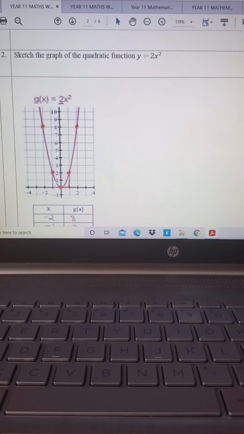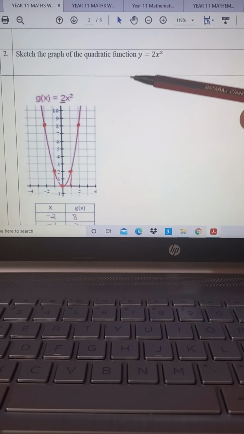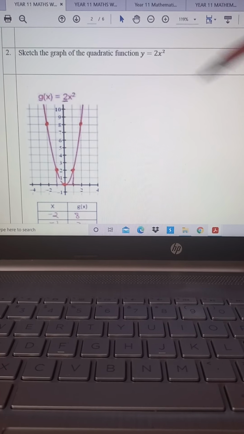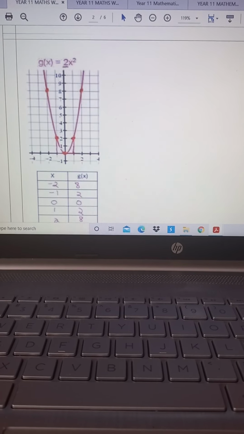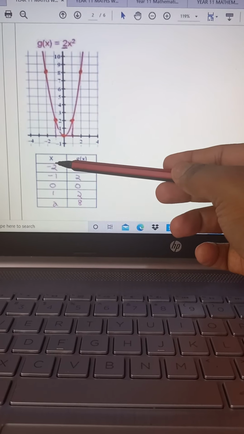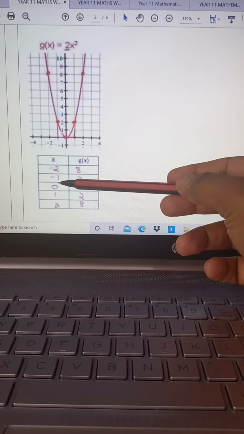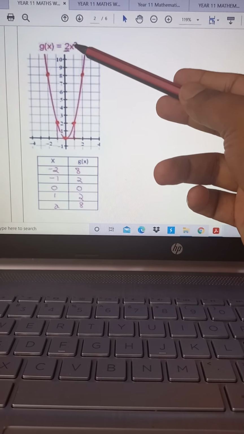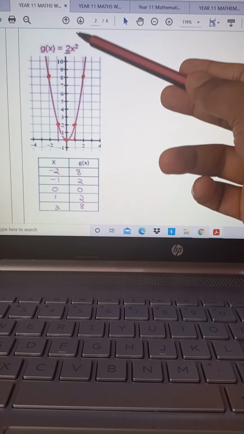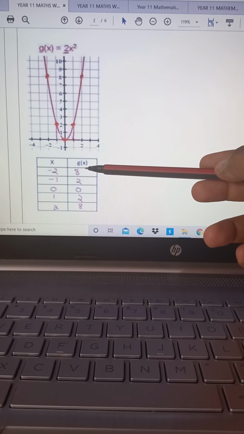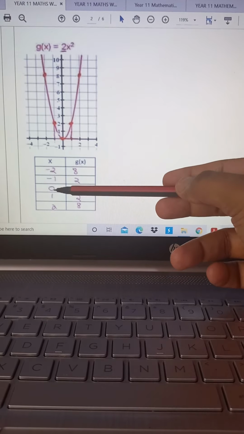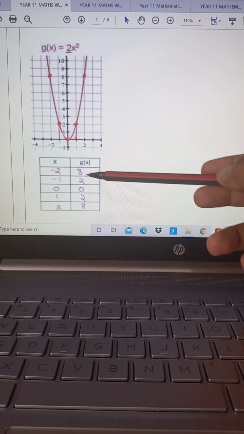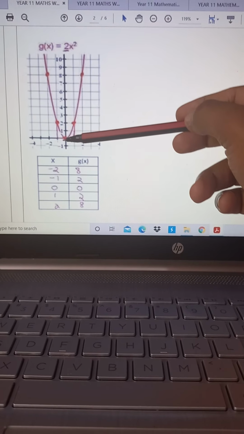Example 2 is: sketch the graph of the quadratic function y equals 2x squared. This is a similar type of equation and similar working is also required. So we are picking numbers from -2 to +2: -2, -1, 0, 1 and 2, putting it in place of x. 2 open bracket, -2 close squared. We should get an 8. And likewise we do all the rest, and these are our y values. They represent coordinates, and then we plot them on the Cartesian plane.